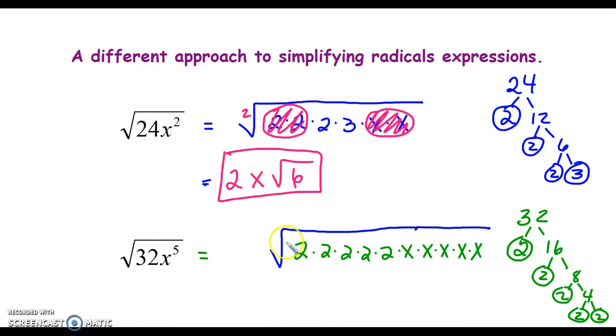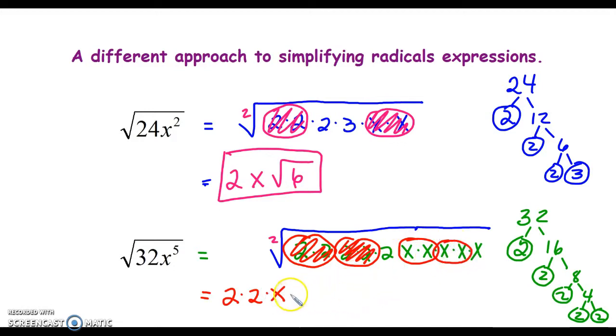Okay, on a square root, our index is 2. So in order for any number or variable to come out of the radical sign, we've got to have pairs of 2. There's a group of 2 that comes out as a single 2. There's a group of 2 that comes out as a single 2. Here's a pair of x's. They come out as a single x. Here's a pair of x's, and they come out as a single x. So those are gone, and those are gone.